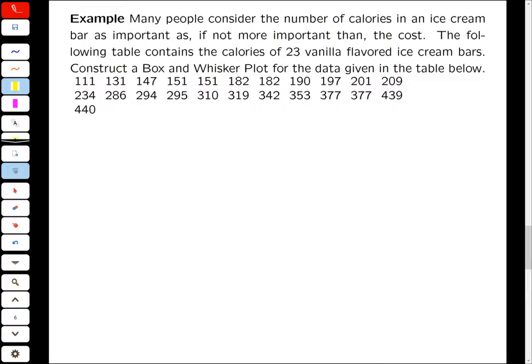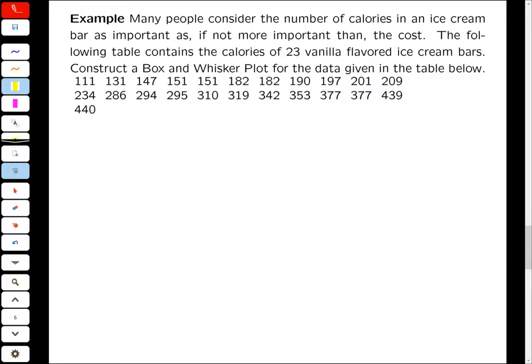It says many people consider the number of calories in an ice cream bar as important as, if not more important than, the cost. The following table contains the calories of 23 vanilla-flavored ice cream bars. Construct a box and whisker plot for the data given in the table.